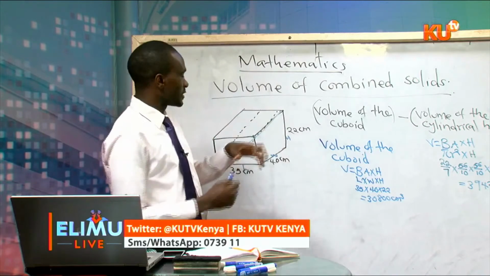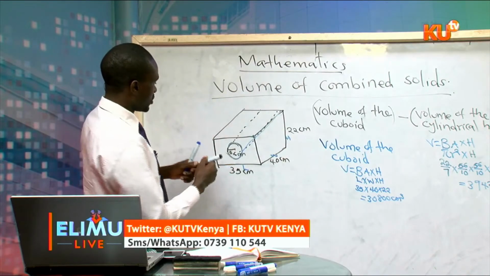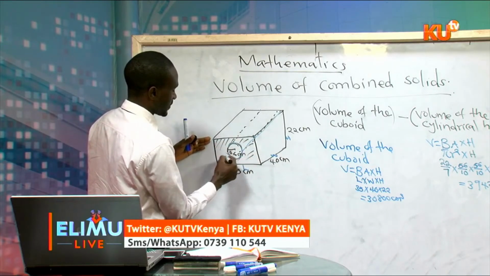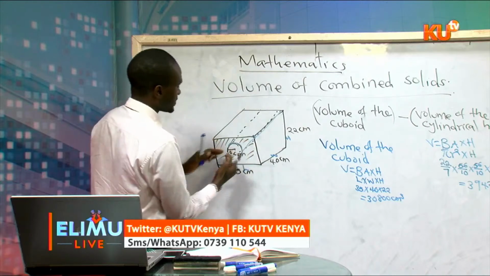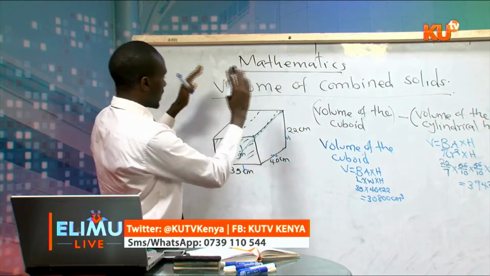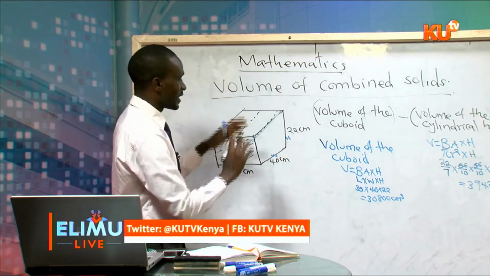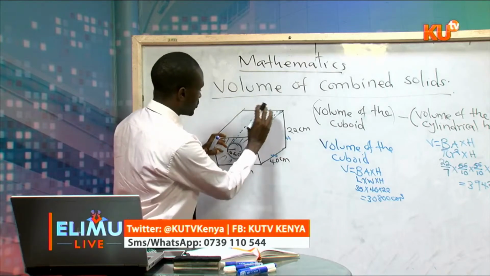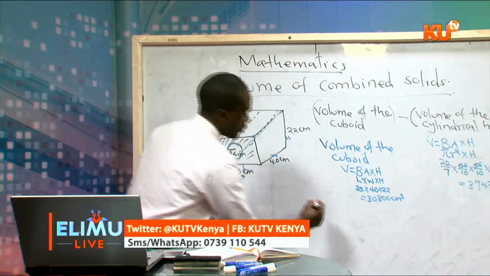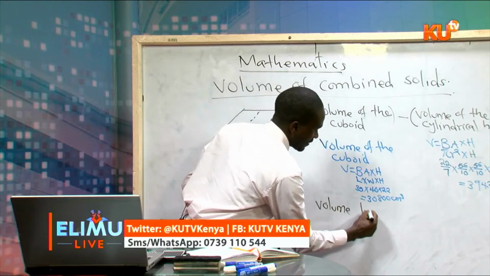Now you have the volume of a cuboid and volume of the cylindrical hole. What do we want? We want to find the volume left. Why am I saying the volume left? This was a solid like this way. Then what did they do? They decided to drill a hole. So you find the volume of everything, assuming the hole is not there. Then you find the volume of the hole, then you take away. So we have volume left.